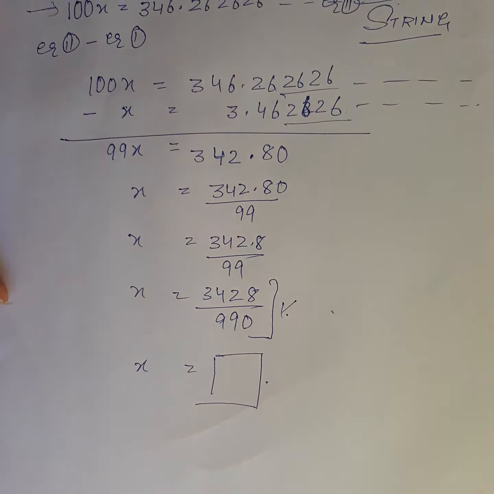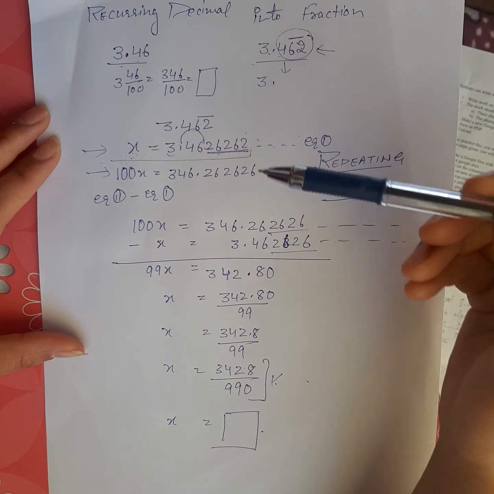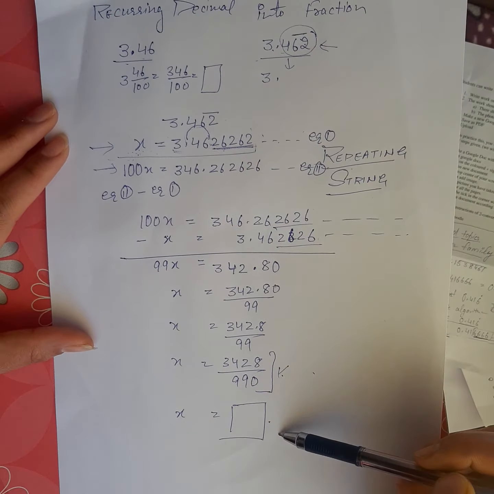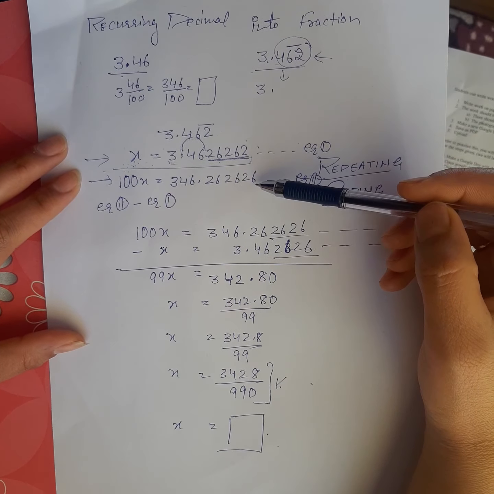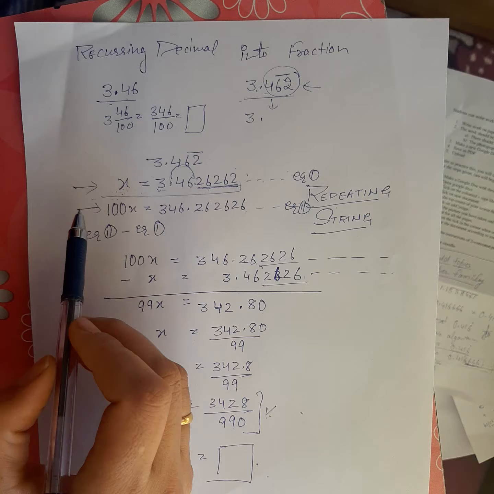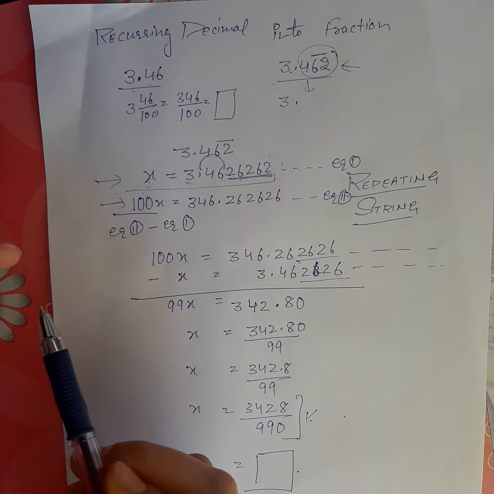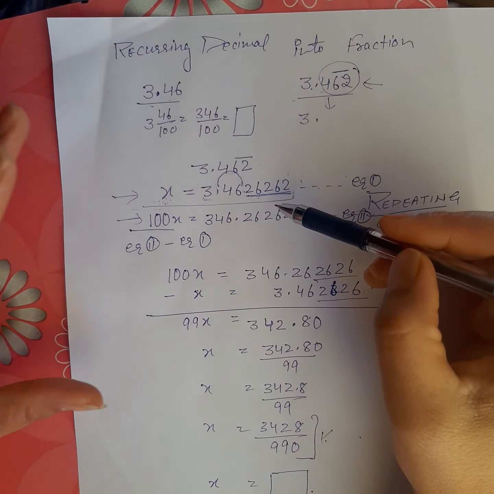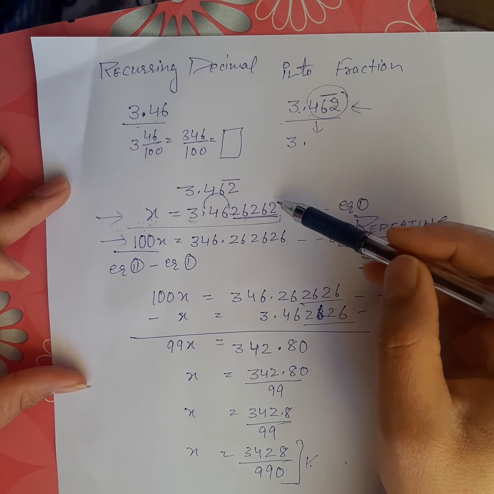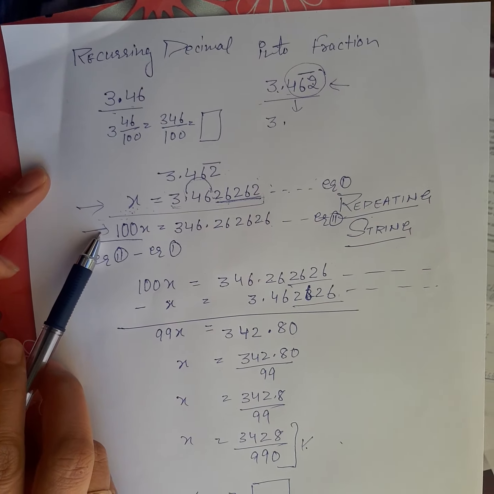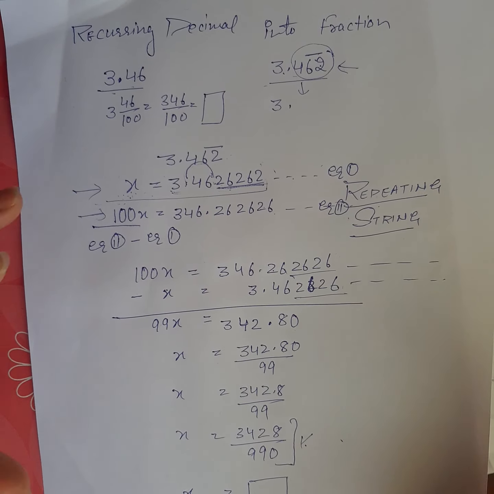Means we used an algorithm to convert a recurring decimal into a fraction, and the main step was to get rid of the repeating string. The important thing is, which multiple should you choose, the 10th or the 100th or the 1000th? The answer is whatever multiple can help you get rid of the repeating string, that multiple can be chosen as the second equation. I hope you understood.